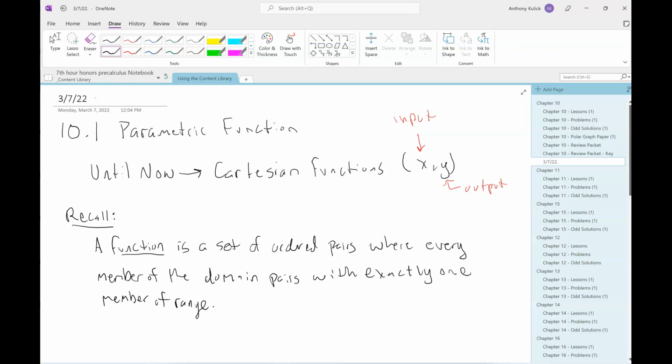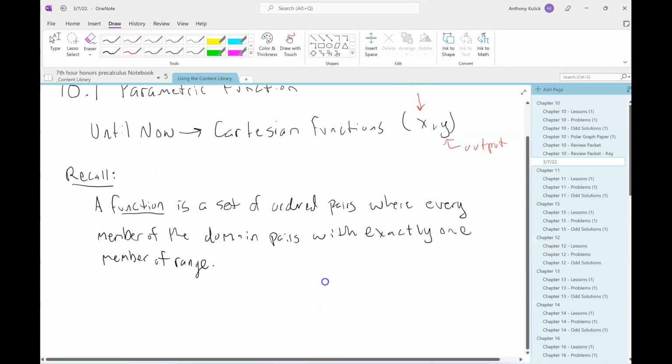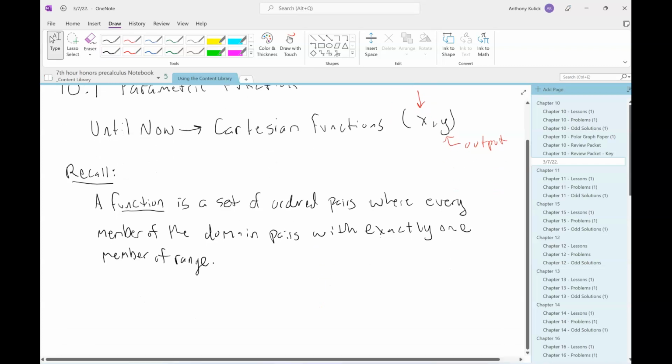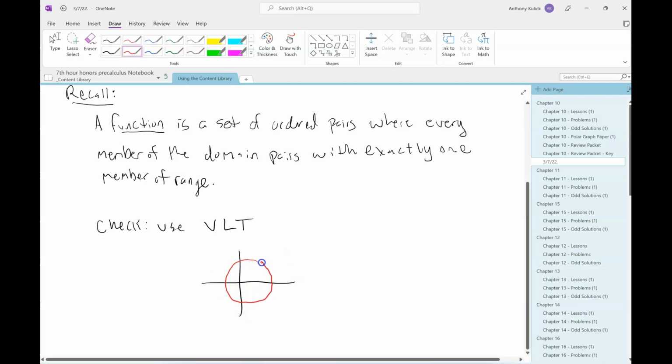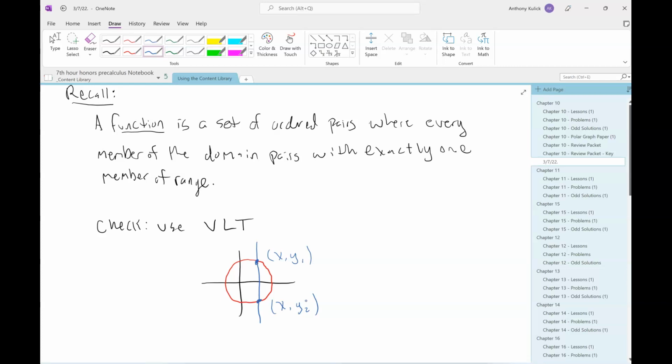Is that ringing a bell? And what was the easiest way to check to see if something was a function or not? Yeah, we could use a vertical line test. So under our Cartesian setup, something like a circle was not a function because we have a situation where we have one input that has two different outputs, right? Does everybody feel okay with that?